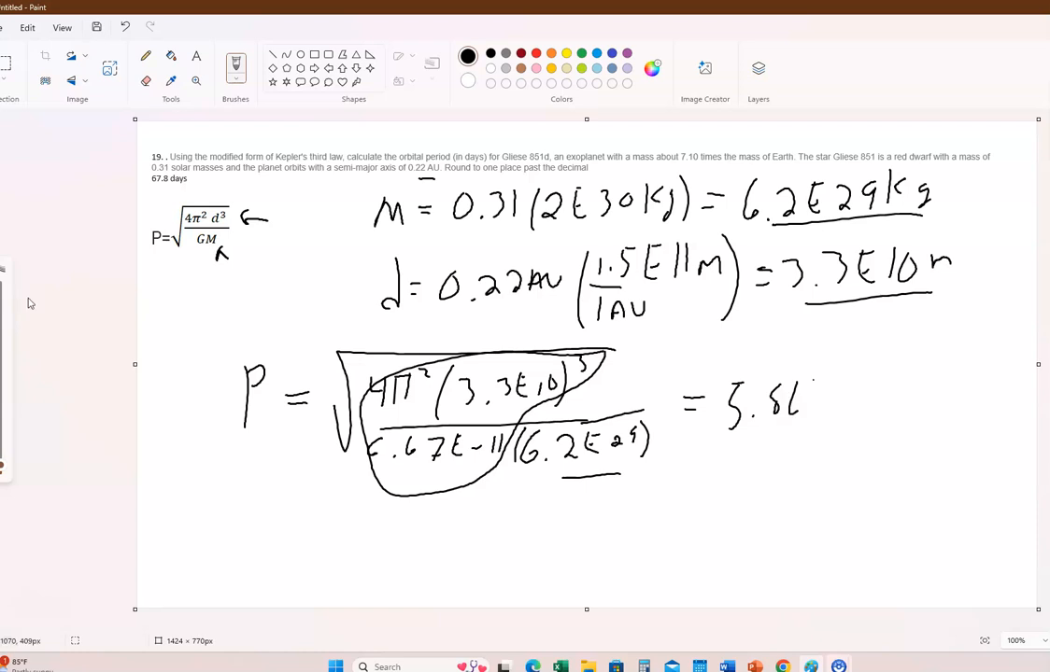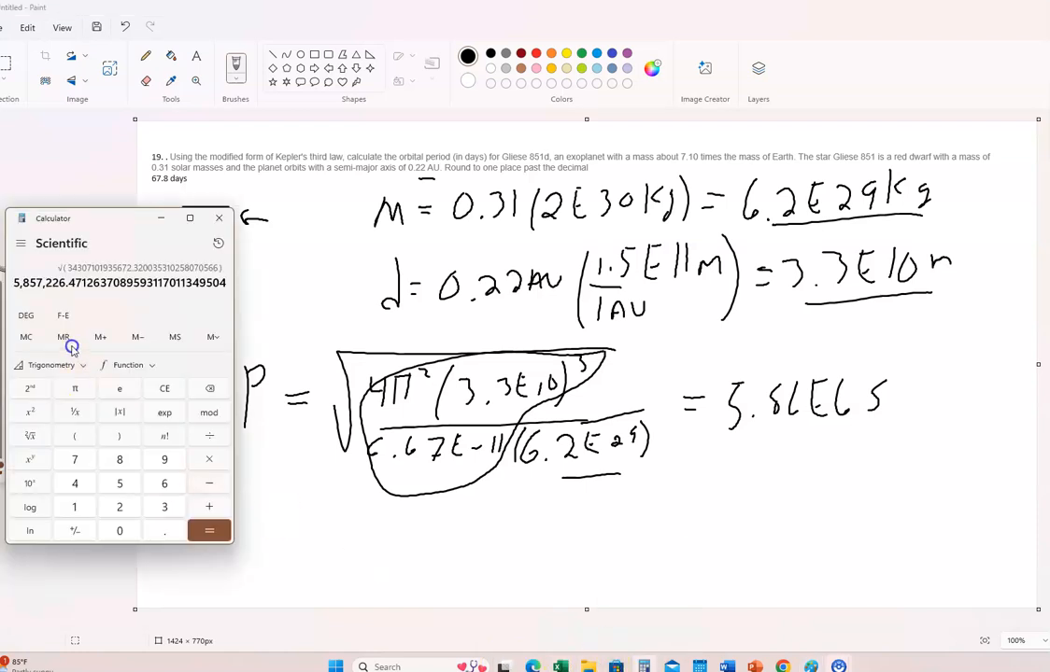5.86 times 10 to the 6th seconds. All right, we're not going to round that right there. We're going to keep that in our calculator. So do you see, there it is? 1, 2, 3, 1, 2, 3.